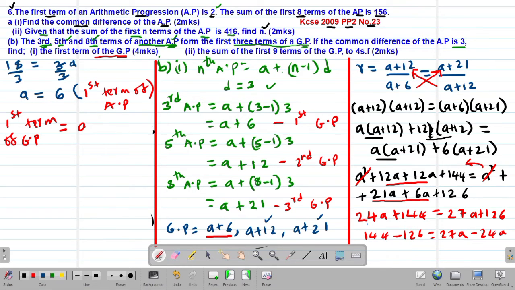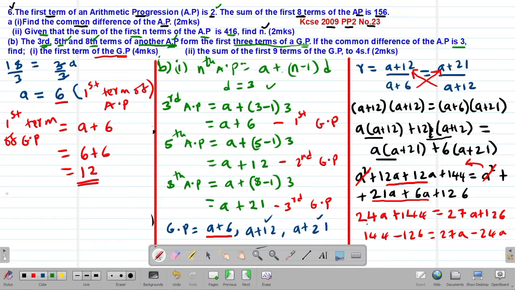So it is A plus 6, which is equal to, our A we have found to be positive 6, then plus 6. Of course, this will give us 12. Therefore, 12 is the first term of this particular geometric progression. Then we are going to move to Roman 2 of the question.